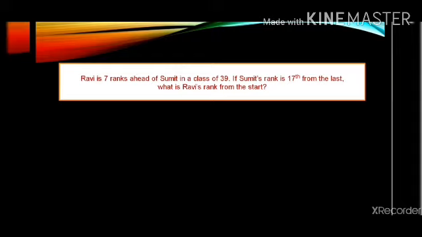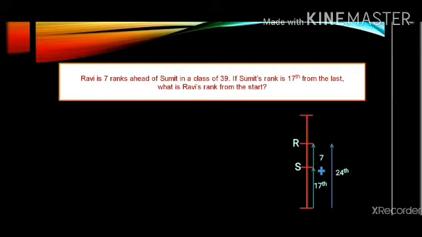Let us make a proper diagram for the condition. The question says Sumit's rank is 17 from the last and Ravi is 7 ranks ahead of Sumit. Because Ravi is 7 ranks ahead of Sumit, I can calculate the rank of Ravi from the bottom, that is the sum of both the numbers 7 and 17. Sumit is 17 from the bottom plus 7, so from the bottom Ravi's rank will be 24th.